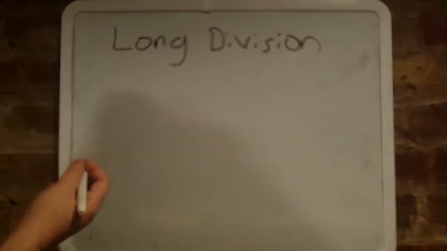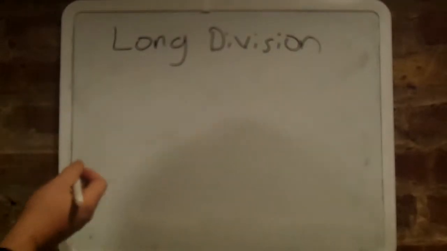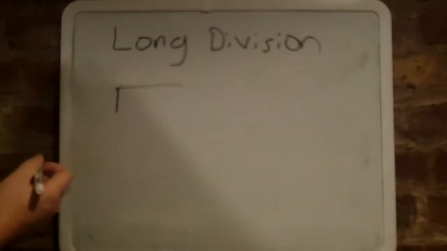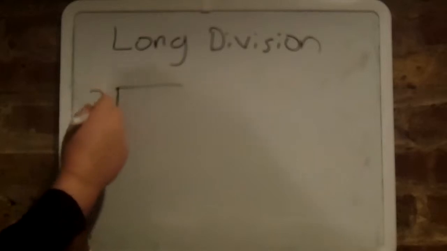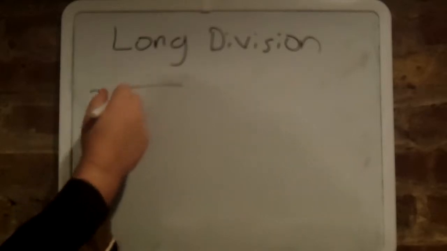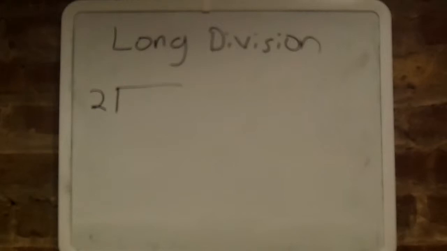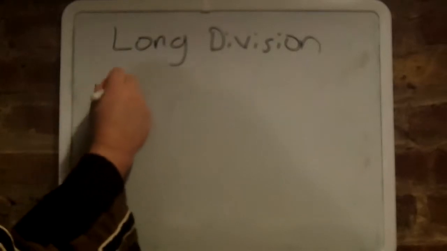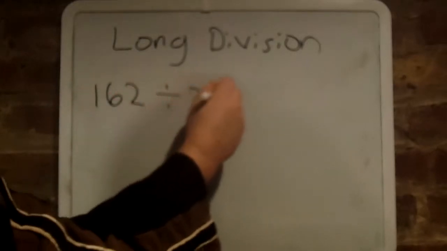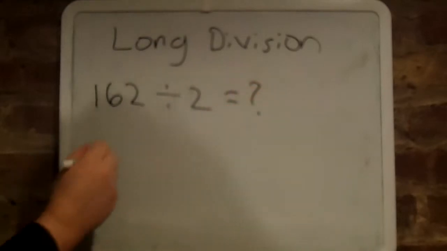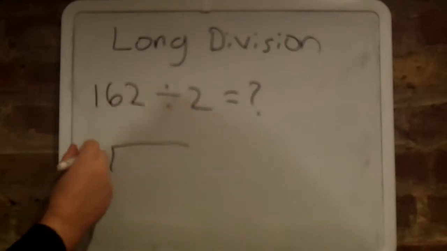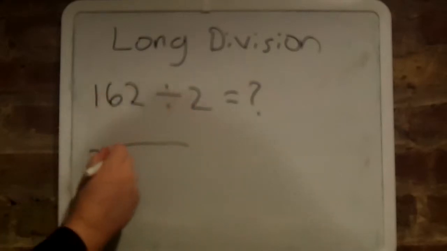So suppose instead of something that goes straight from a multiplication table, we had something more complicated. Suppose I had 162 divided by 2. What would that be? Well, to do this one, we need to do long division. So first, the number we divide by, we put out here. The number we're dividing goes in here.